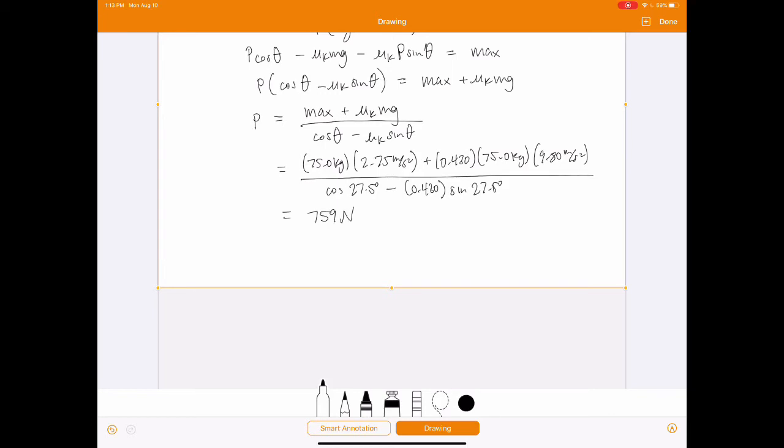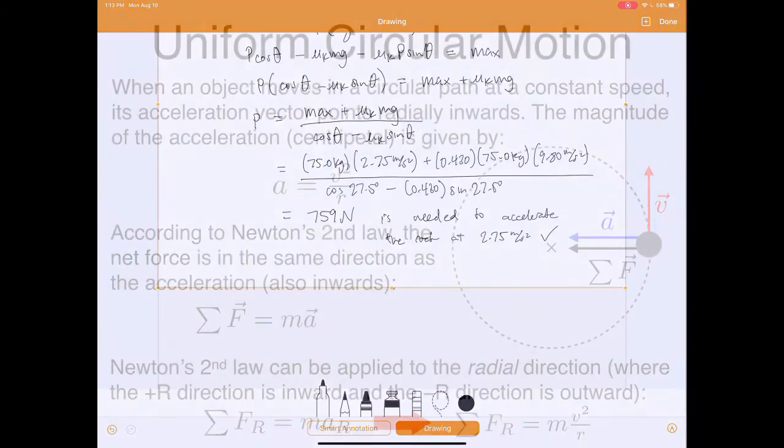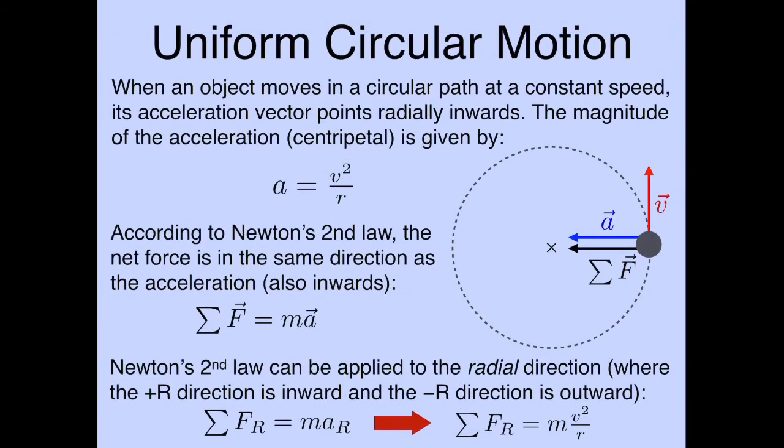So that's how hard you need to push. That's how much force you need to accelerate the rock at 2.75 meters per second squared. That's how hard you would need to push it. Okay, so the next topic is uniform circular motion.